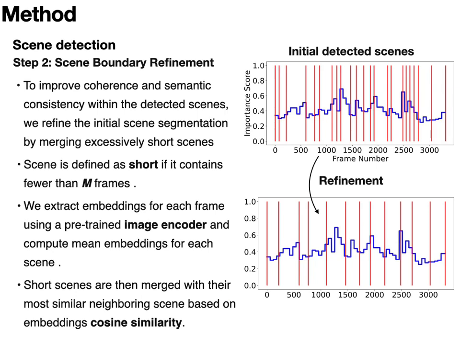Step 2. Scene boundary refinement. To improve coherence and semantic consistency, we refine the initial scene segmentation by merging excessively short scenes. A scene is defined as short if it contains fewer than m frames. We extract embeddings for each frame using a pre-trained image encoder and compute mean embeddings for each scene. Short scenes are then merged with their most similar neighboring scene based on the embeddings' cosine similarity.